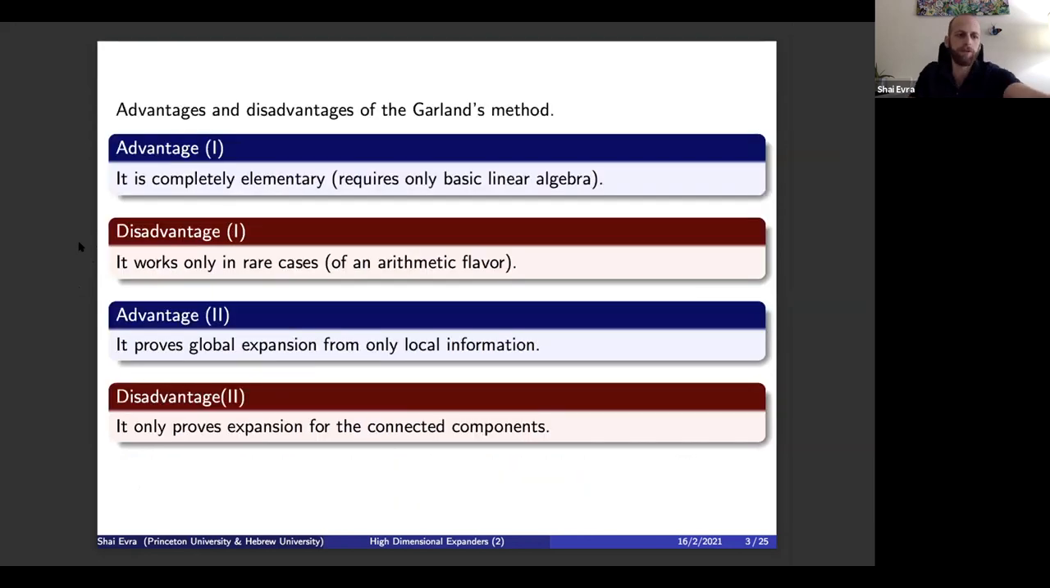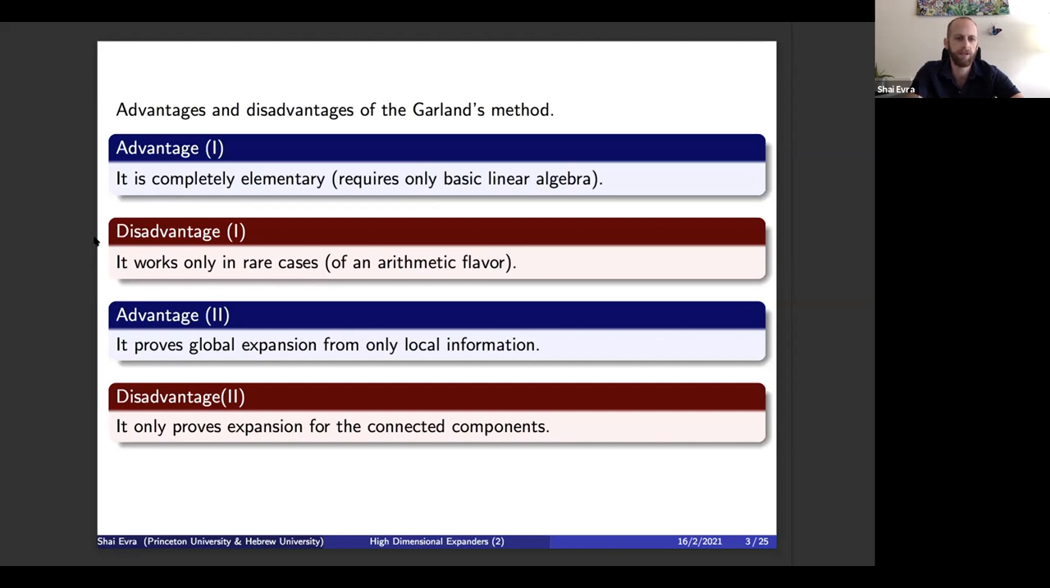Let me also very quickly mention some advantages and disadvantages of the Garland method. The first advantage is that it is completely elementary. You only need to know basic linear algebra. The first year linear algebra of undergrads suffices to understand the entire proof. Its disadvantage is that currently I only know very few cases for which it works. So it's not a robust method to construct expanders. It will give you infinite families of expanders, but you will ask me where they came from, and I won't be able to give you a good answer.